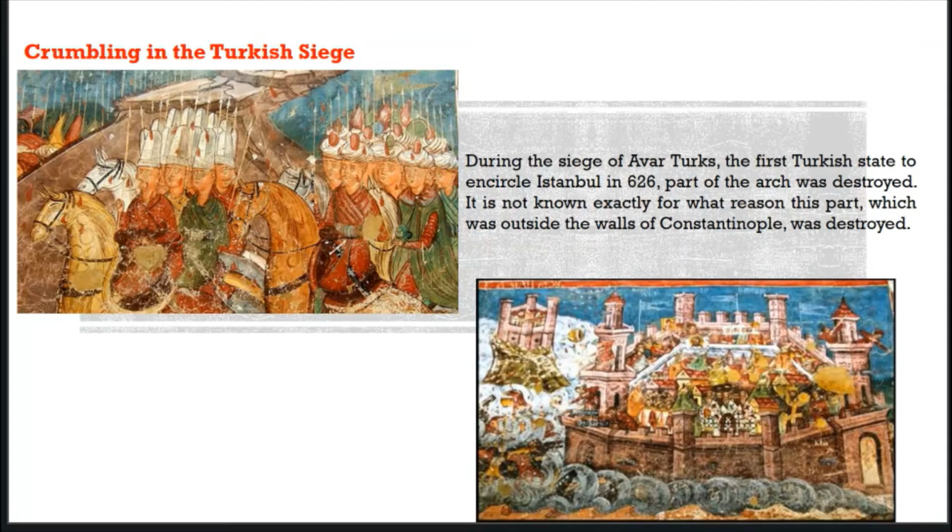In sieges, since water structures are more important in wars and sieges, there may be some destruction. Valens Aqueduct was also subjected to such destruction. During the siege of the Avars, in 626, part of the arc was destroyed. It's not known exactly for what reason this part, which was outside the walls of Constantinople, was destroyed.